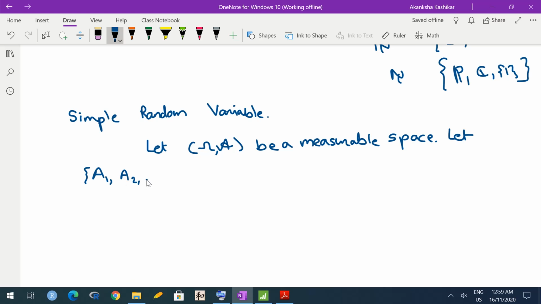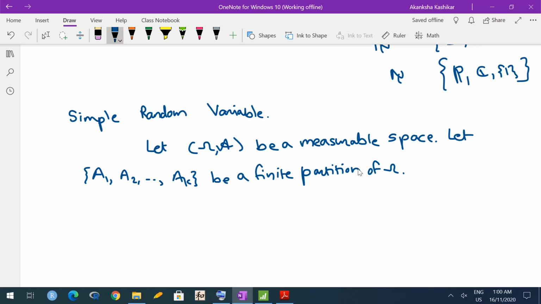Let A1, A2, ..., AK be a finite partition of omega. What do we mean by finite partition? The number of sets in that partition should be finite. So here the number of sets is k, so k is finite.